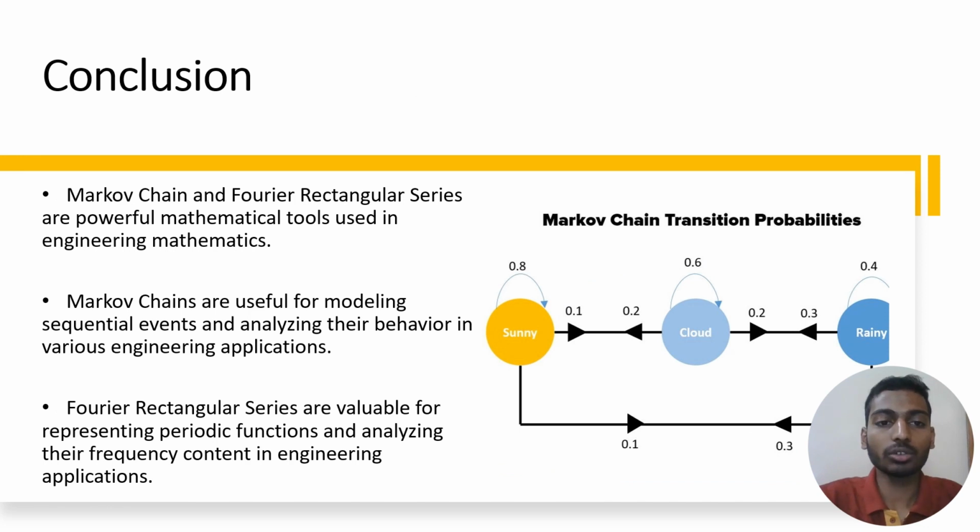Conclusion. Markov chain and Fourier rectangular series are powerful mathematical tools used in engineering mathematics. Markov chains are useful for modeling sequential events and analyzing the behavior in various engineering applications. Fourier rectangular series are valuable for representing periodic functions and analyzing their frequency content in engineering applications.